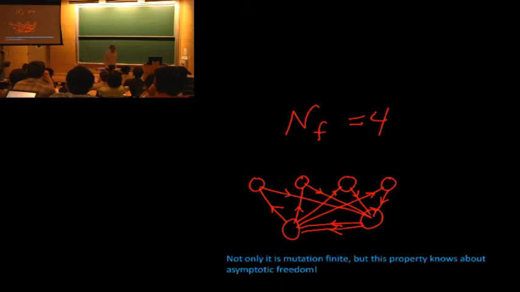So not only is the theory mutation finite, even though I haven't proven it, I've just tried to give you an indication, this property knows about asymptotic freedom. And the fact that 4 is the limit where this can happen is the point which actually corresponds to the beta function vanishing, which is the conformal limit.